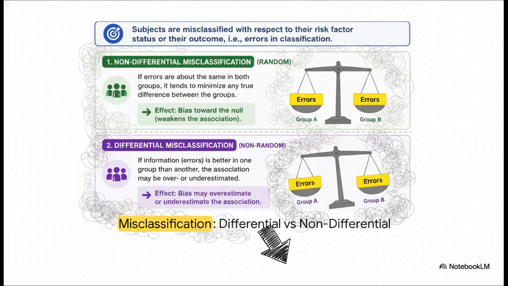But look down at the bottom purple box. Differential misclassification. The scale is completely tipped sideways. The errors are vastly worse in one group than the other. This is a non-random error, and honestly, it is absolutely the most dangerous form of misclassification because it can wildly overestimate or entirely underestimate the true medical association.